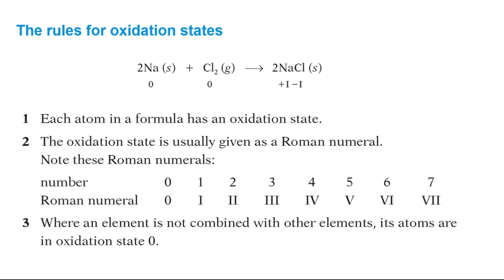Rule number 2. The oxidation state is usually given as a Roman numeral. Look at this Roman number. These are Roman numbers. This could be positive or negative. Rule number 3. Where an element is not combined with other elements, its atoms are in oxidation state 0. Look at the above example. Here sodium is not combined with other element, so its oxidation state is 0. Similarly, chlorine's oxidation state is also 0.